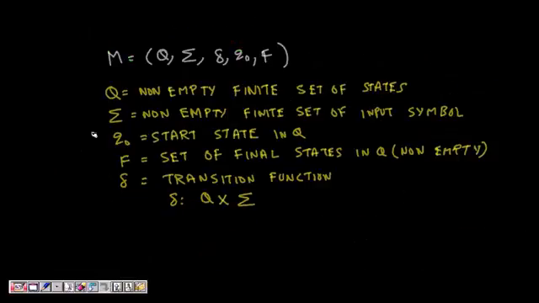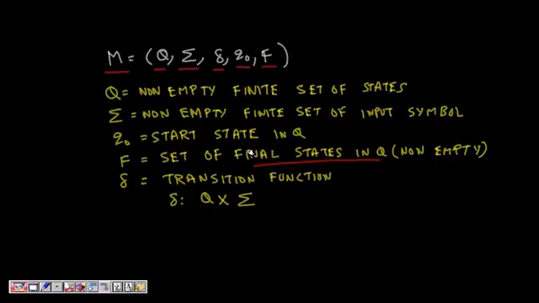So let's see formally what it is. This is the machine, and it's a quintuple, 5 tuples are there. It has a non-empty finite set of states. It has a non-empty finite set of input symbols, the alphabet. It has a transition function, and it has an initial or start state which is also in Q, and you have a set of final states in Q, which is again non-empty.